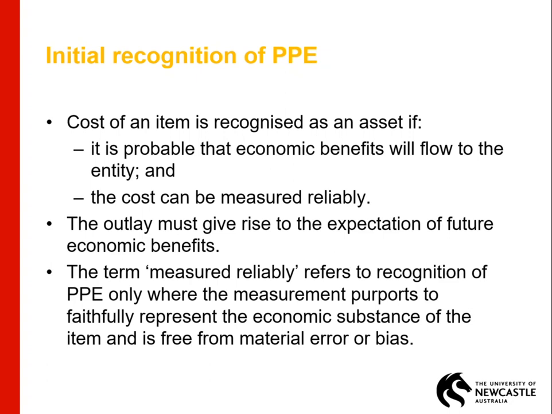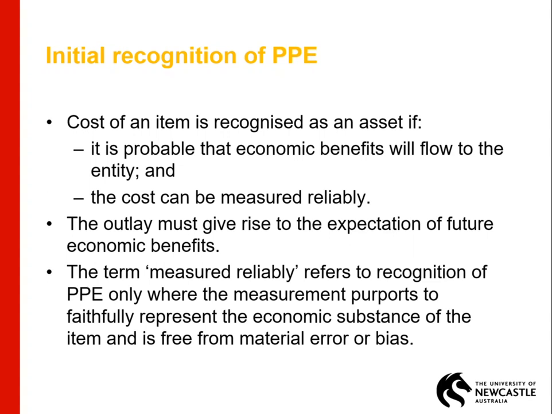The standard also records how or when you should recognise an asset, and it states that the cost of an asset is recognised if it is probable that economic benefits will flow to the entity, so that means more likely than less likely, and the cost can be measured reliably. So these recognition criteria align with what's in the conceptual framework. The outlay must give rise to the expectation of future economic benefits, once again relating back to our definition of an asset. The term measured reliably refers to the recognition of property, plant and equipment only where the measurement purports to faithfully represent the economic substance of the item and is free from.